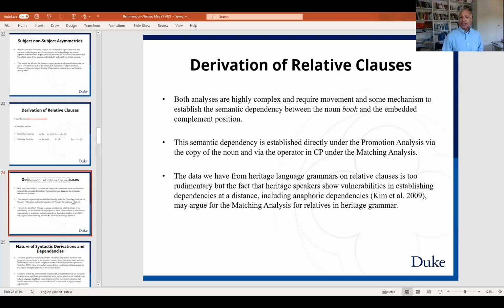that the promotion analysis is a better option than the matching analysis for relative clauses in heritage languages. So that has to be really looked at. But this is what I see. Heritage languages can be really informative with regard to debating syntax.